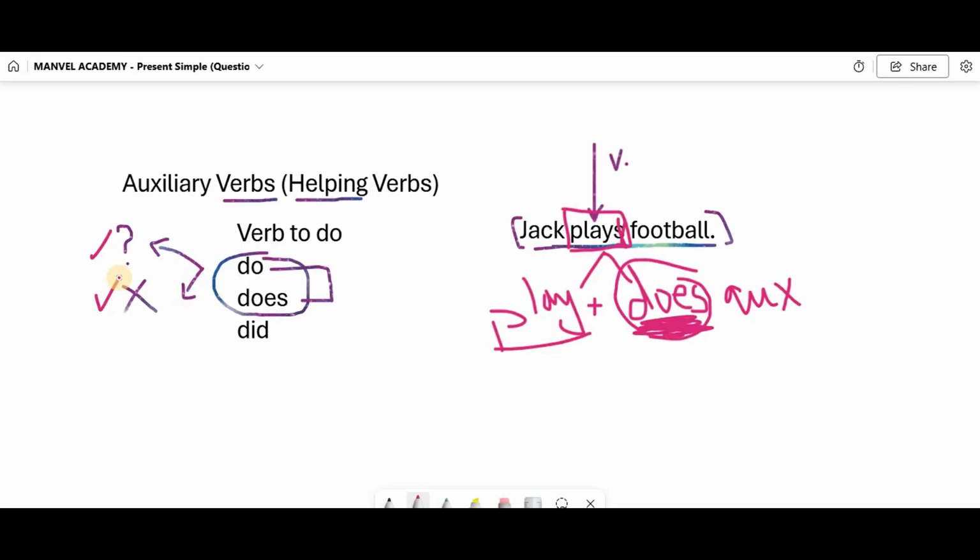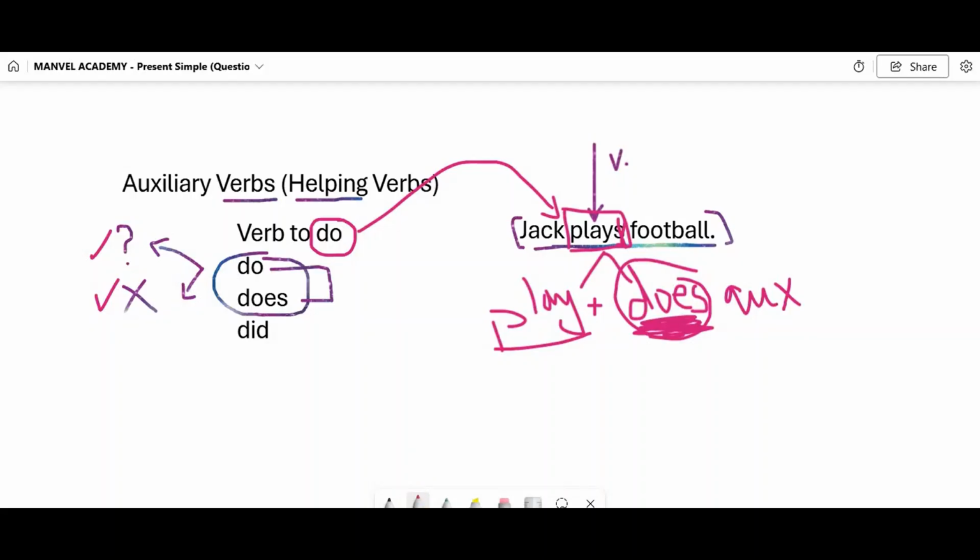Okay? All right. Now I know the meaning of auxiliary verb. The auxiliary verb, especially the verb to do, is not written. Verb to do, I can't see verb to do. Verb to do is the only auxiliary verb that I can't see. Where can I find it? Inside the verb.